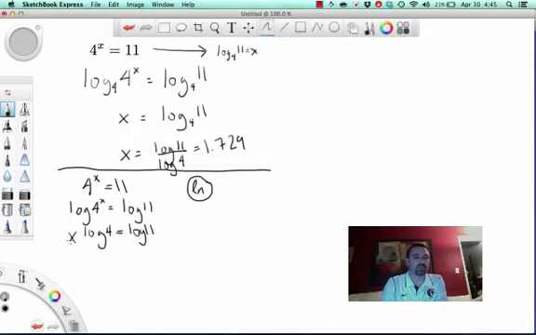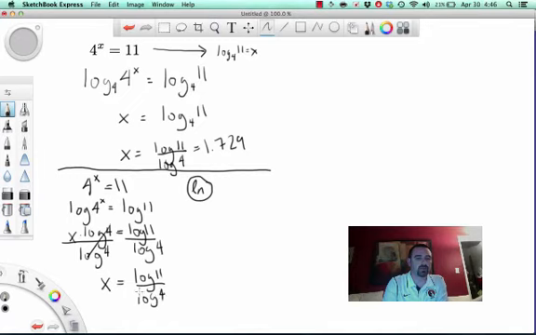But now take a look at this. x times log of 4 equals log of 11. I can divide both sides by log of 4. And I'm left with x equals log of 11 divided by log of 4. The advantage to this method is you don't have to take any time thinking about which log to use. Always use log base 10, or always use log base e, the natural log. So you don't have to do that bit of thinking.